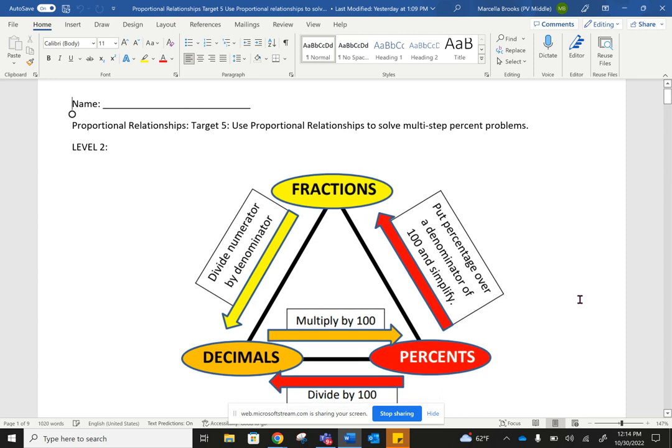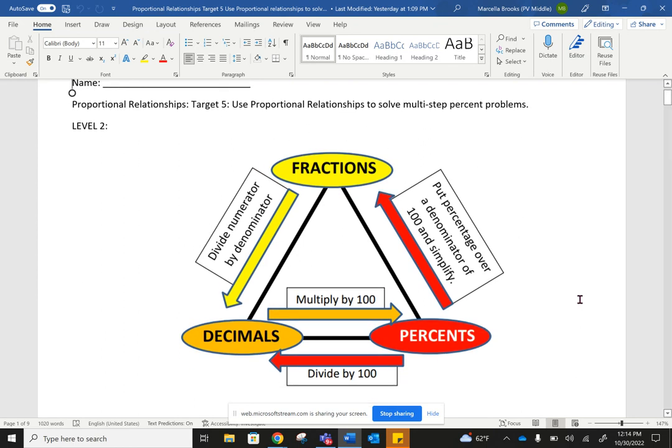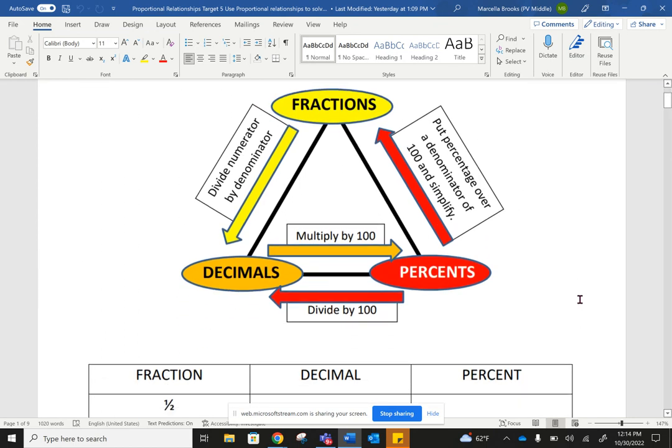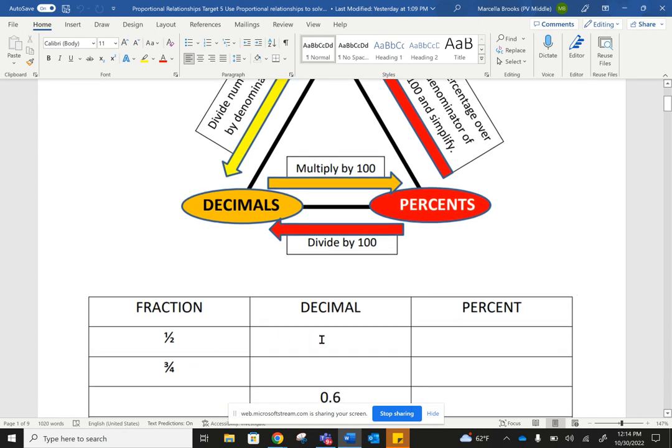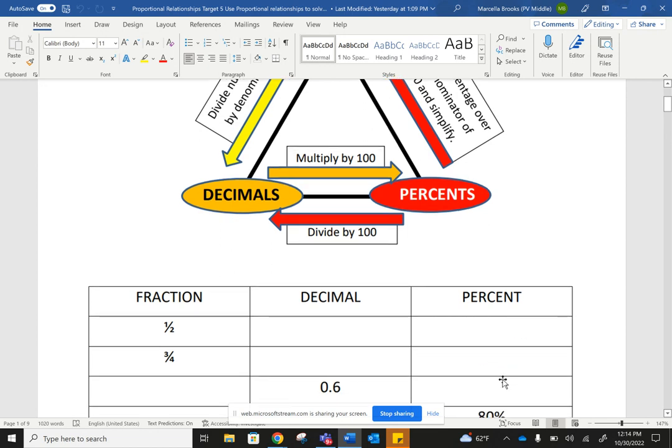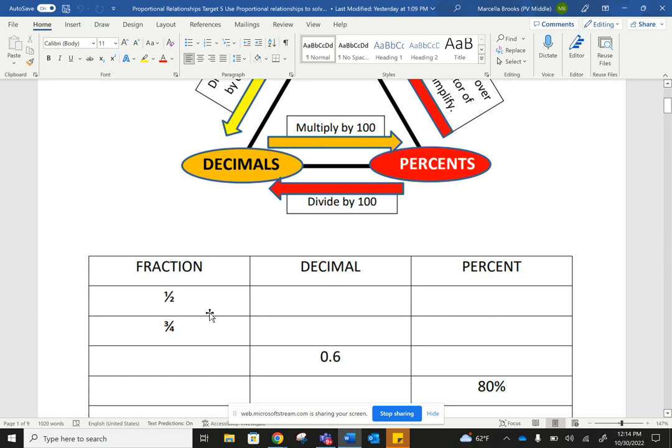All right, so our new target this week is to use proportional relationships to solve multi-step percent problems. To do this skill, we have to remember how to convert fractions to decimals to percents and back and forth. Okay, so first one here, it says the fraction is 1/2.